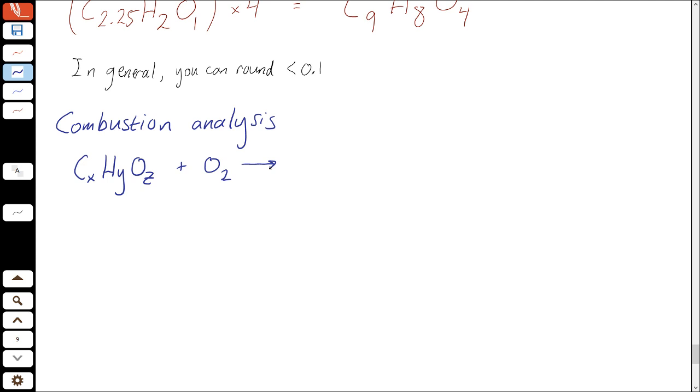So you burn it in excess oxygen, and you end up with some amount of carbon dioxide and water, because those are always the products of combustion. And then you can measure how much carbon dioxide and how much water come off, and then use that to back calculate your original formula. And that's called combustion analysis. So I'm going to show you an example of how that works.